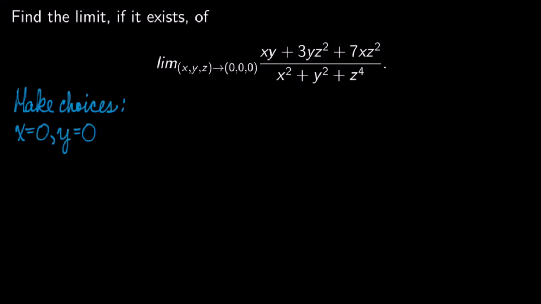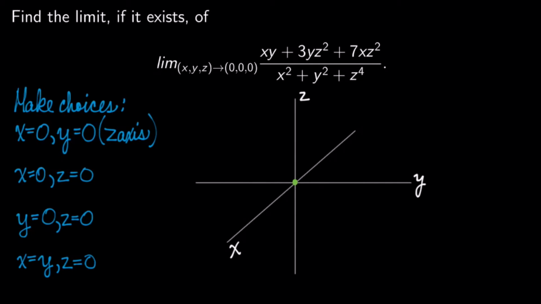And here's some really obvious ones. You could set x equals 0 and y equals 0 and just let z approach 0. That's like coming into the origin along the z-axis. Similarly, you could set x equals 0 and z equals 0. You could set y equals 0 and z equals 0. So you're coming in from the three axes, okay? There's even fancier ones, like you could set y equal to x and then fix z equal to 0.